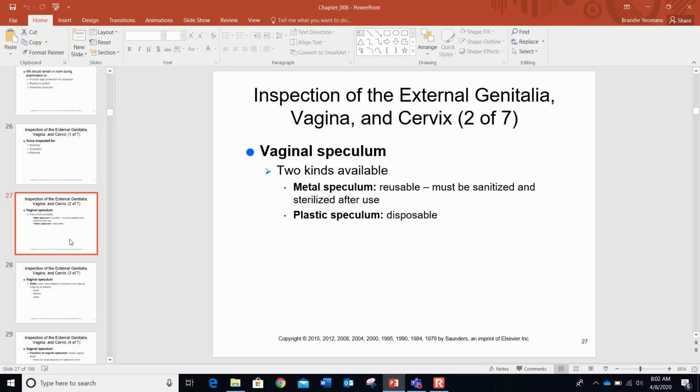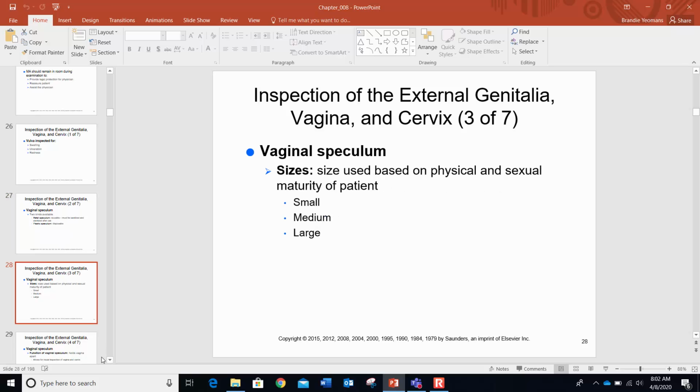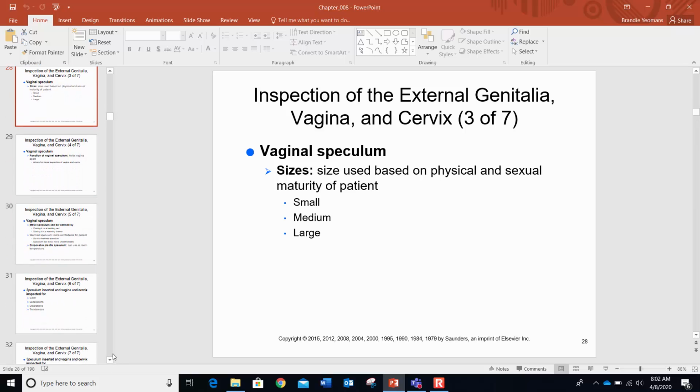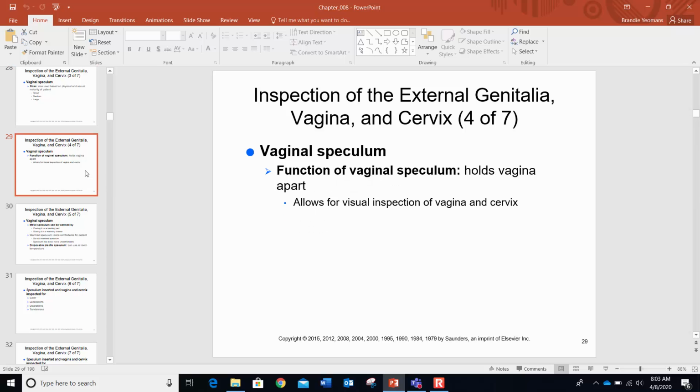Then there's also the plastic speculum, which is disposable, and that's the most popular kind that physicians use because it's one less step that our staff have to take in order to keep things going in the clinic. The speculum does come in different sizes, so it's small, medium, and large. Obviously, your brand new patient that's never ever had a pelvic exam, they're going to need that small one, but we definitely can guesstimate the size depending on their sexual activity and the amount of childbirths they've had.